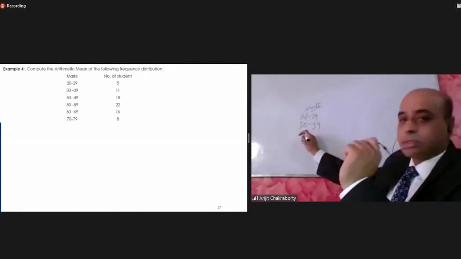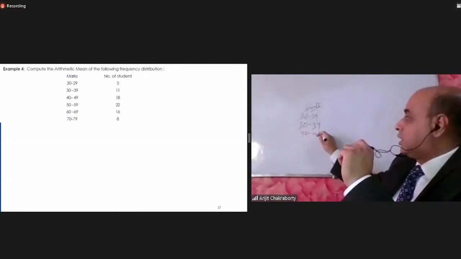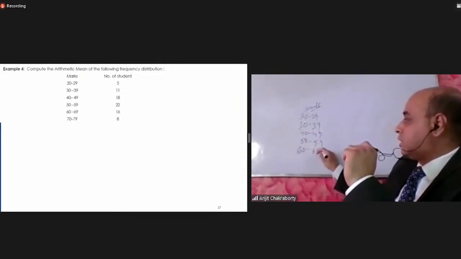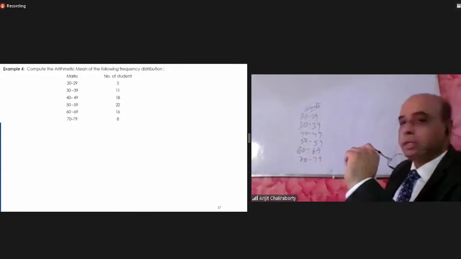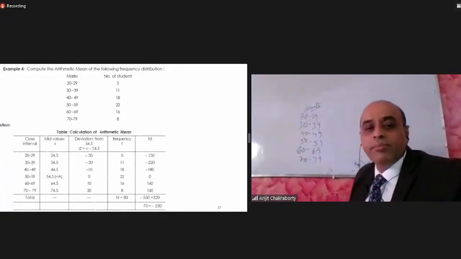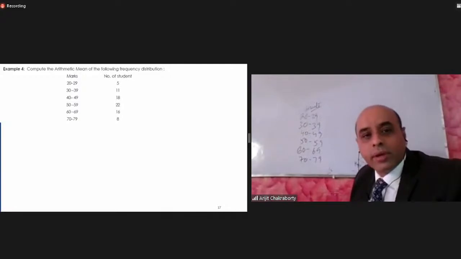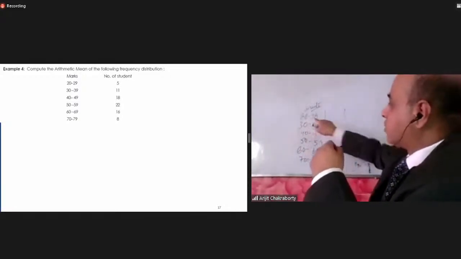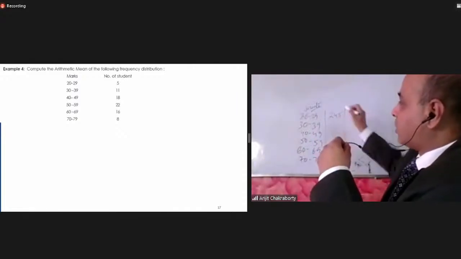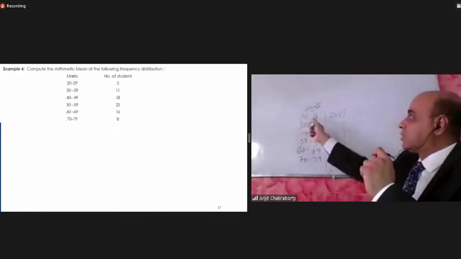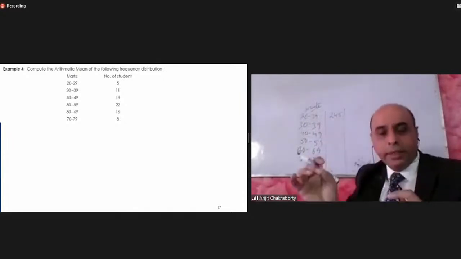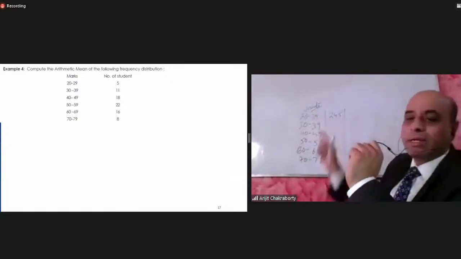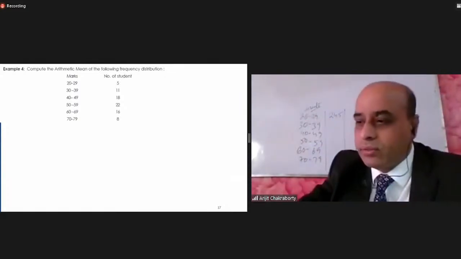So let us note it down, 40 to 49, then 50 to 59, 60 to 69, and 70 to 79. First let us find out the mid value. Most important is to find the mid value. Step number 1. For 20 to 29, the mid value will be 24.5, because the difference, 29 minus 20, gives you 9. 9 divided by 2 gives you 4.5. Therefore 24.5 is the first mid value.